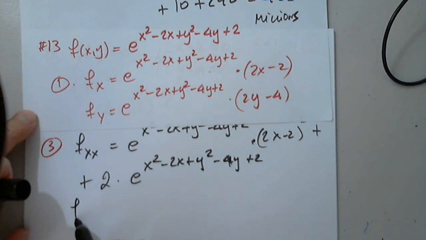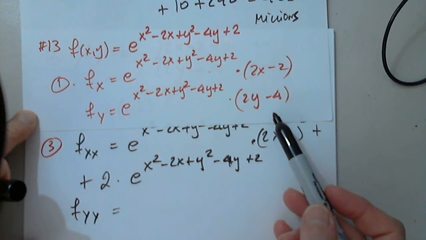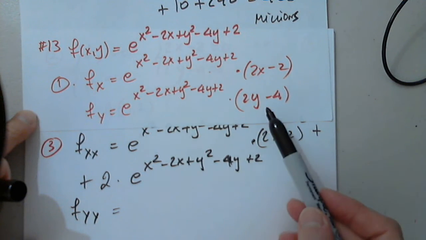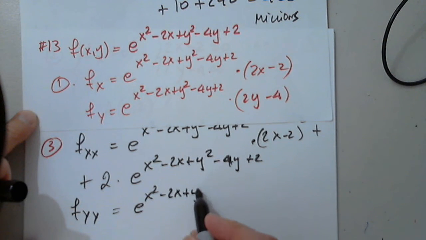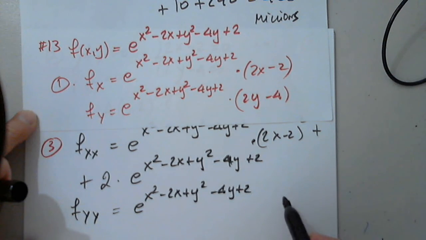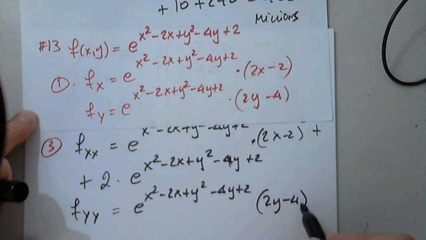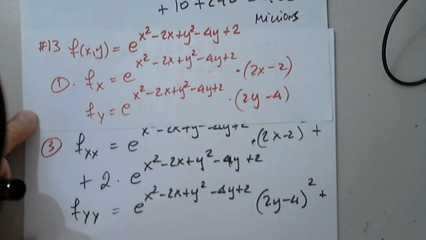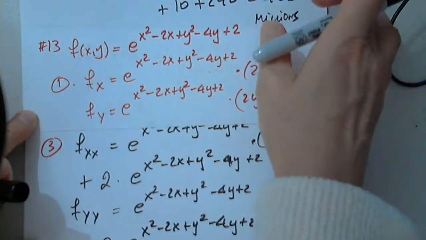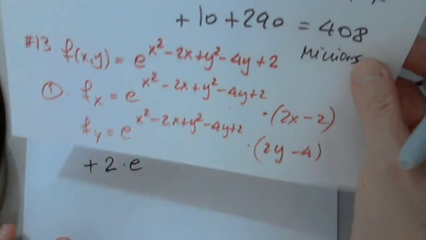Now I want fyy. Again, the same thing. This prime times this will be this squared. So e to x squared minus 2x plus y squared minus 4y plus 2 times 2y minus 4 squared plus this with respect to y, which is 2. So plus 2 times all this, e to x squared minus 2x plus y squared minus 4y plus 2. I don't have to do anything with this, just plug it in. So I just have to be careful plugging it in.